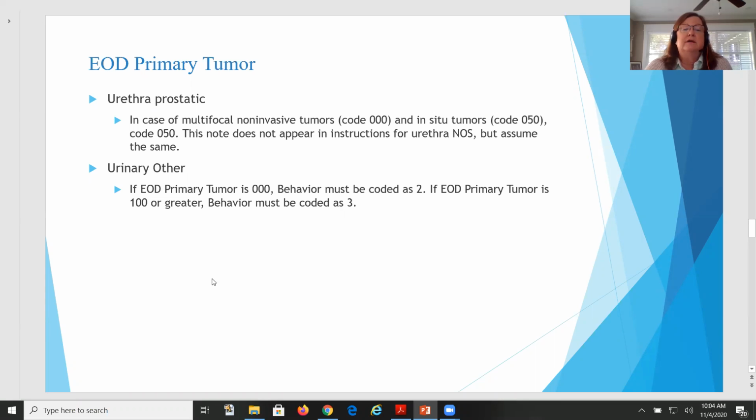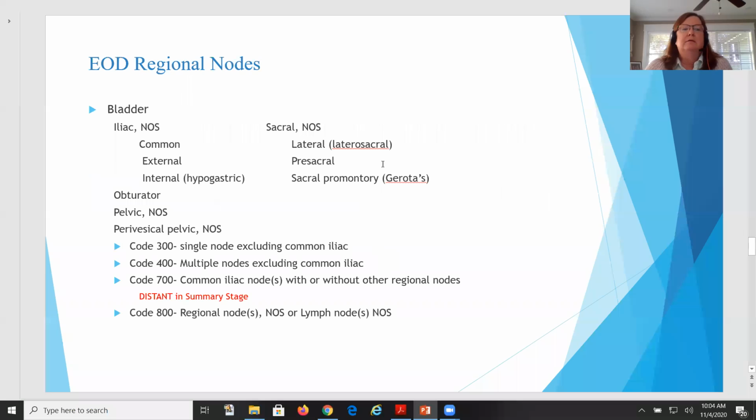The urinary other just has a common sense note. If the primary tumor is 000, behavior must be 2. If extent is 100 or greater, then behavior must be 3. The EOD regional nodes, the regional nodes are listed here.